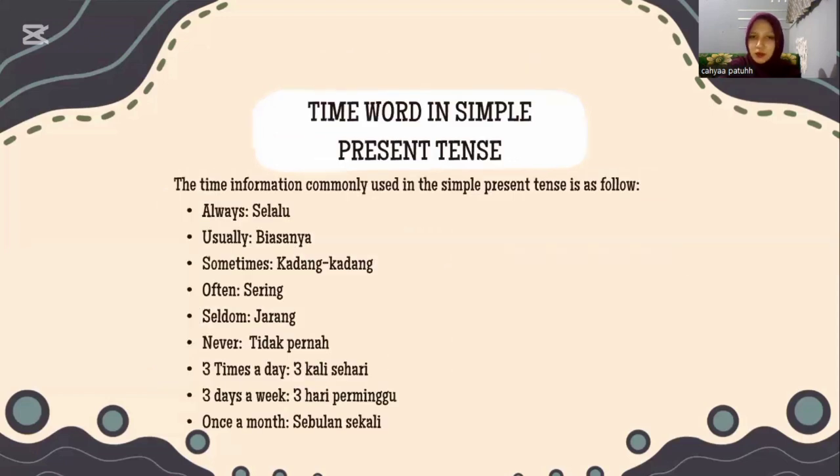The next slide is about time words in the simple present tense. The time information commonly used in the simple present tense is as follows: always, usually, sometimes, often, seldom, never, 3 times a day, 3 days a week, and once a month.